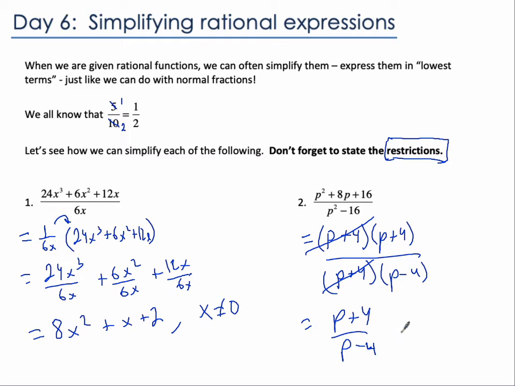But that only works if p is not equal to negative 4. So p equals negative 4 wouldn't work in this expression, so we need to put this at the end. You could say plus or minus 4 because positive 4 doesn't work either, right? But the negative 4 is important to list because it's not obvious by looking at the answer that p can't be equal to negative 4.